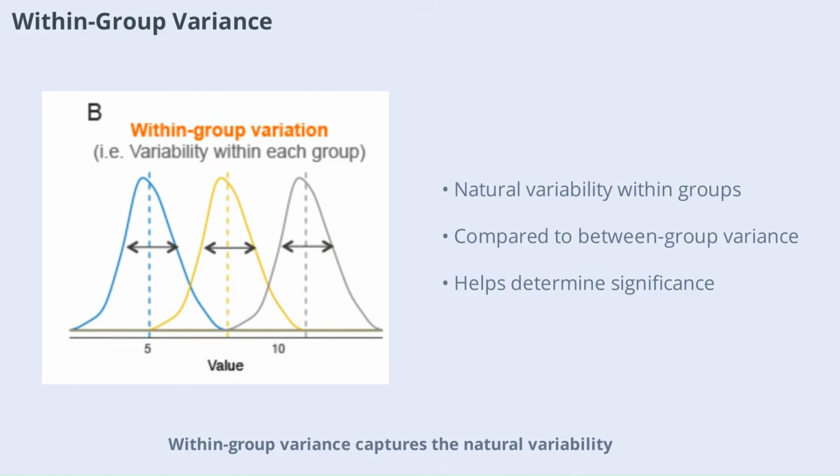Within-group variance captures the natural variability of data points within each individual group. Even if the group means are the same, there can be a lot of spread within each group. ANOVA compares this within-group variance to the between-group variance to decide if the group means are significantly different.